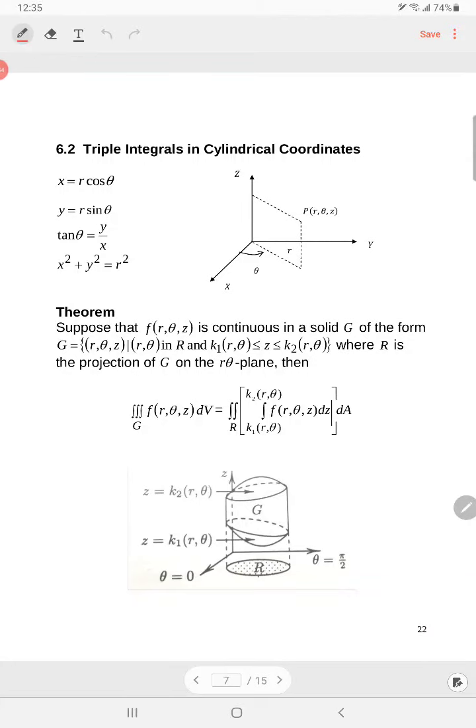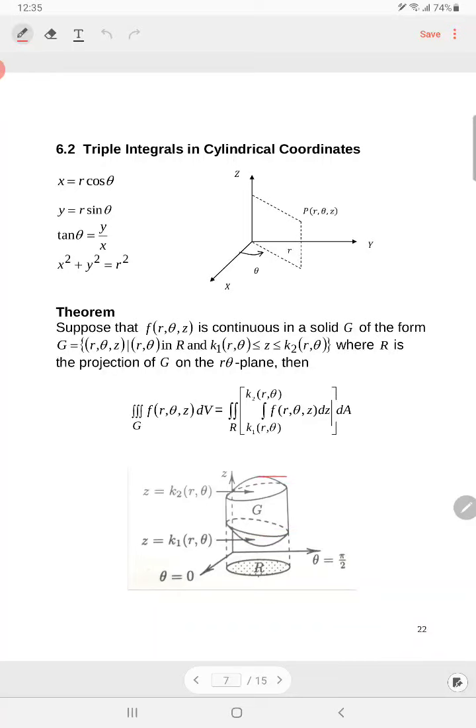Today's topic is on triple integrals in cylindrical coordinates, where the variables that we're going to use would be r, theta, and z. So here, let's look at this theorem. Here we have a solid G.